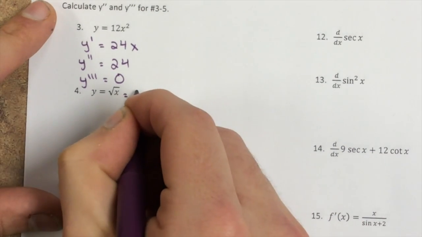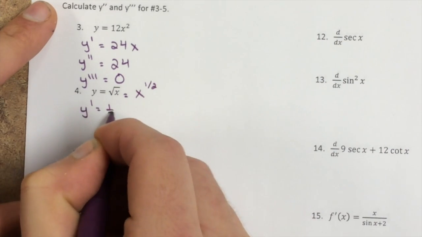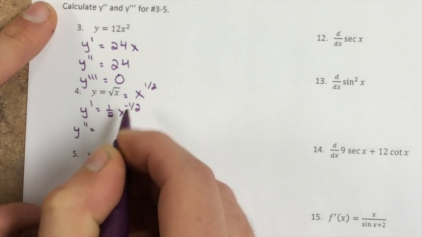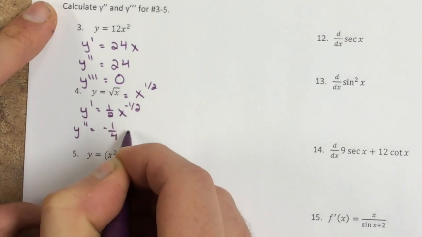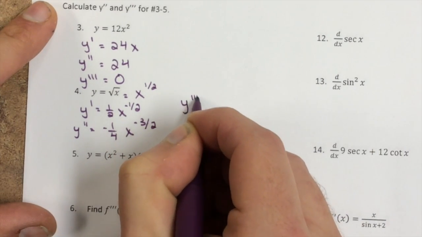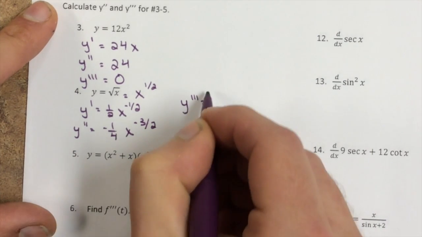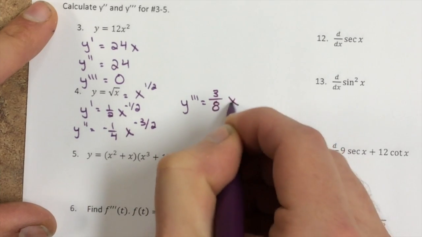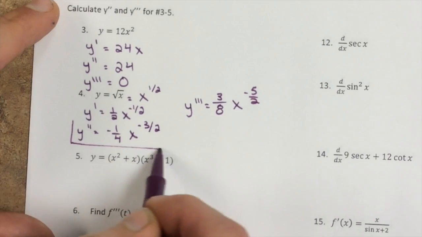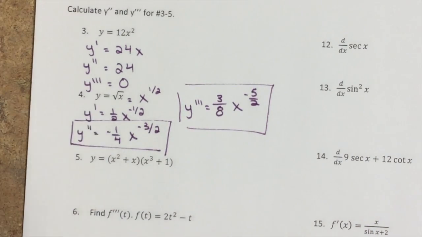Let's rewrite our function as x to the 1/2 power. We have the first derivative is 1/2 x to the negative 1/2. We have our second derivative equal to negative 1/4 x to the negative 3/2. And we have our third derivative, negative 3/2 times negative 1/4 is positive 3/8 x to the negative 5/2. So there's our second derivative using the power rule, third derivative using the power rule.